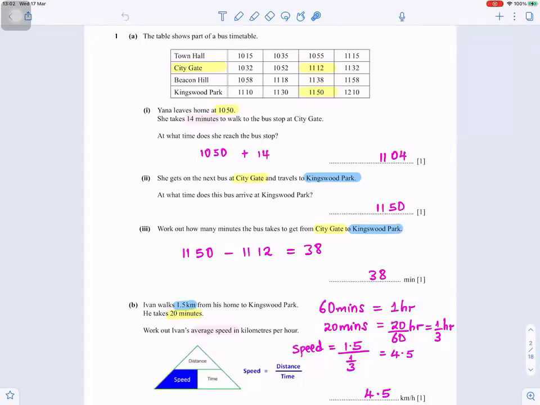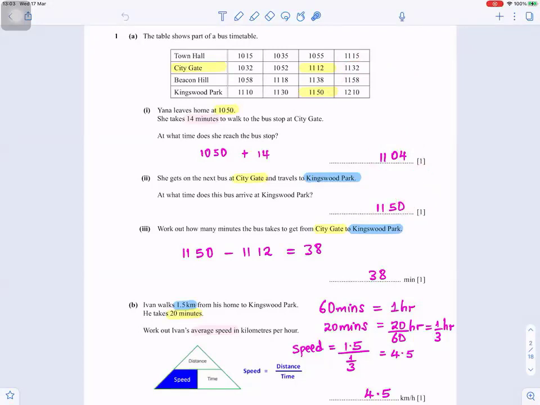Part 2. She gets on the next bus at City Gate and travels to Kingswood Park. At what time does this bus arrive at Kingswood Park? If she is there at 11:04, that means the next bus that she can take is the 11:12 at City Gate. And that will take her to Kingswood Park at 11:50. So the time the bus arrives at Kingswood Park is 11:50.